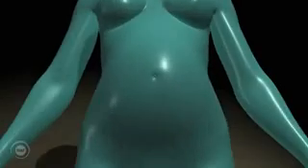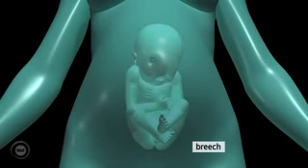Breech presentation. Breech describes a fetus with its breech or bottom lying close to the birth canal, just above the pubic bone.